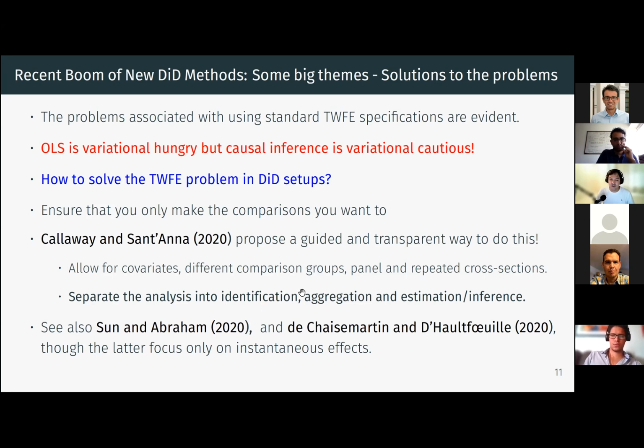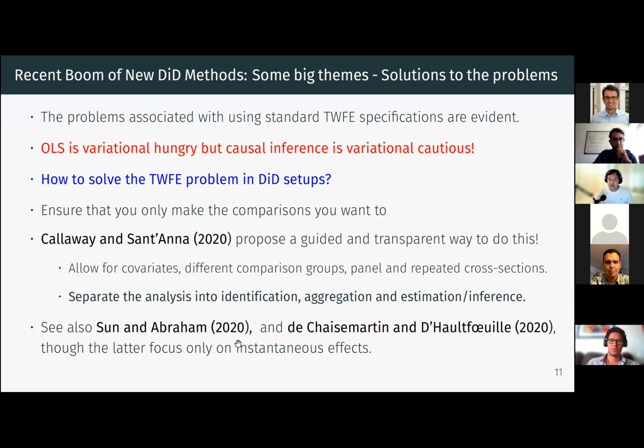So identification is going to give us which comparisons we want to make, right? Aggregation is going to tell us how to aggregate these comparisons into a smaller number of parameters, right? And then estimation and inference is how to bring this to the data. Right? So the way I see it, if I have these three steps separately, all these problems are going to go away, right? And we are not the only game in town doing this. So Sun and Abraham also have some results on this. De Chaisemartin and D'Haultfoeuille also have some results on this.